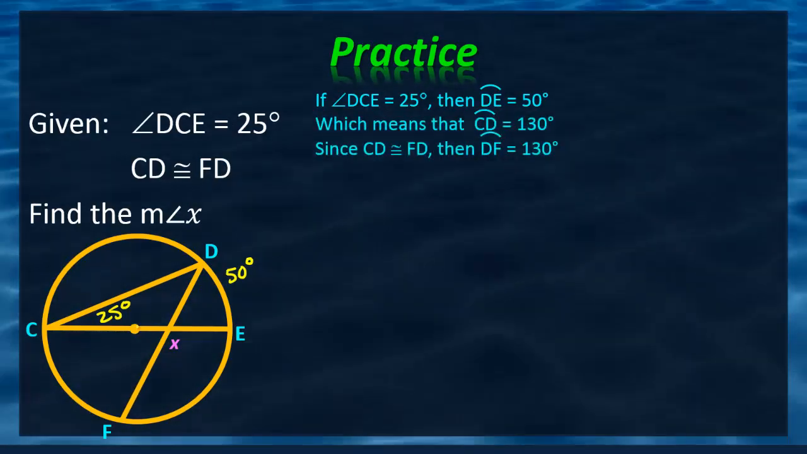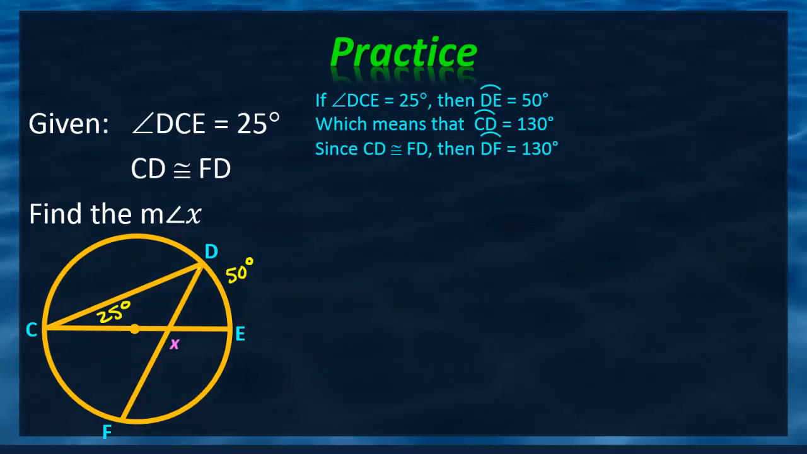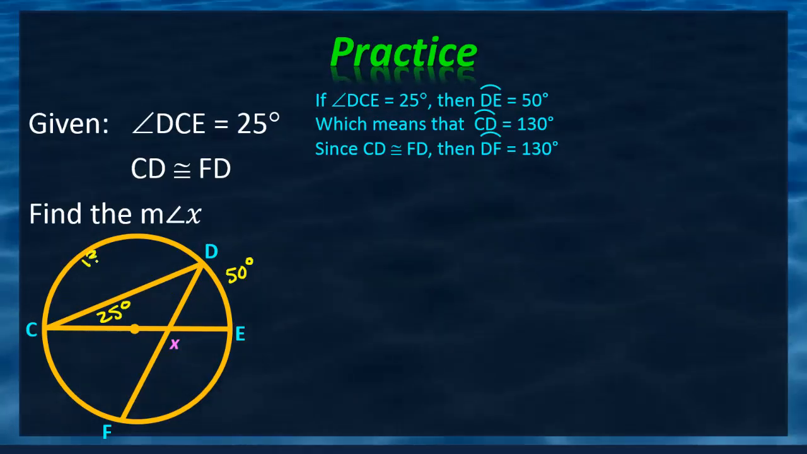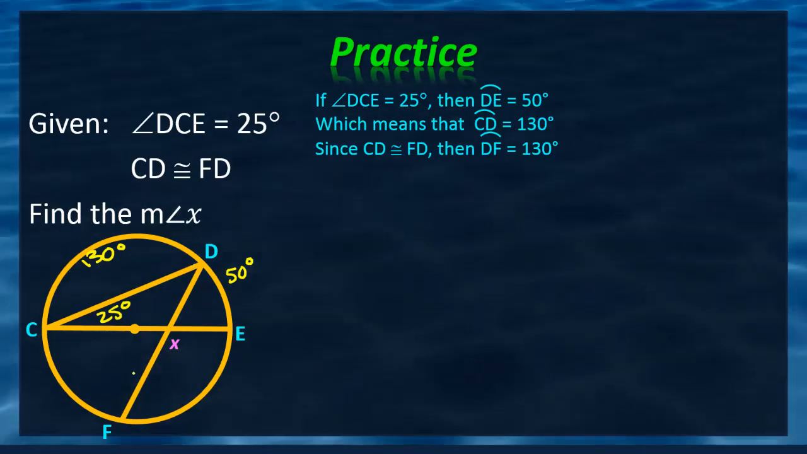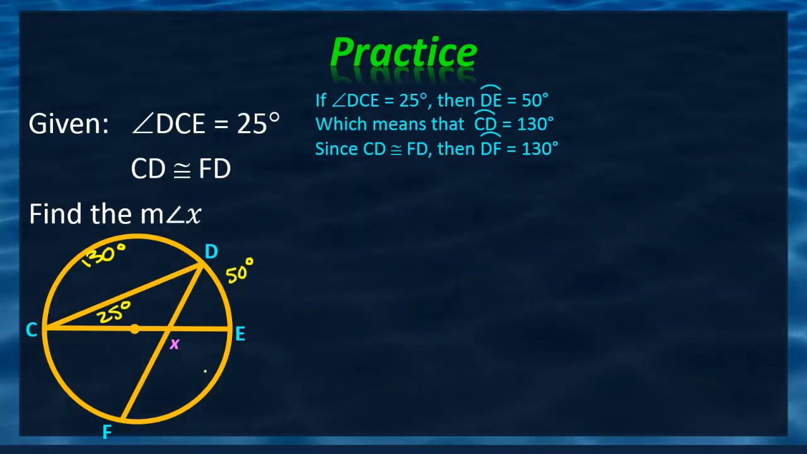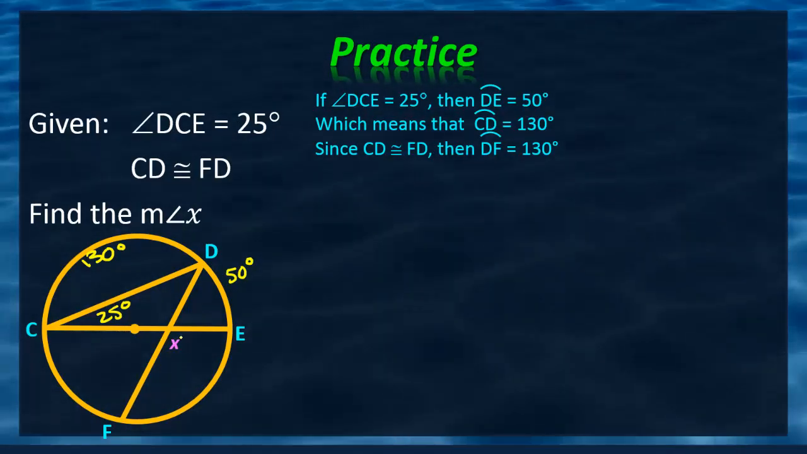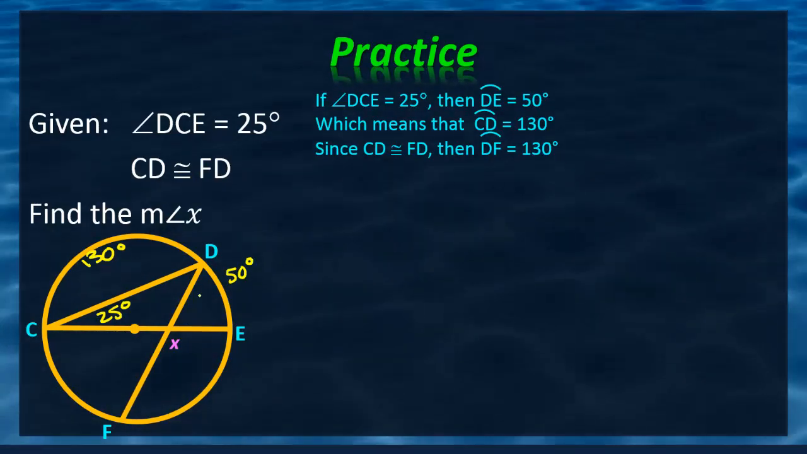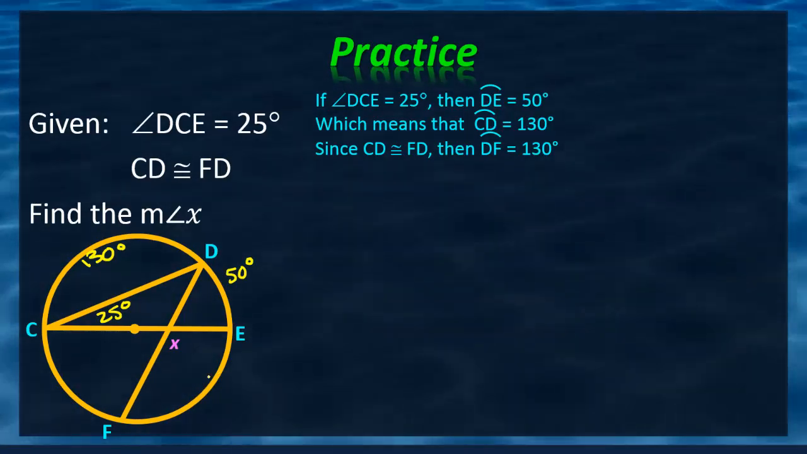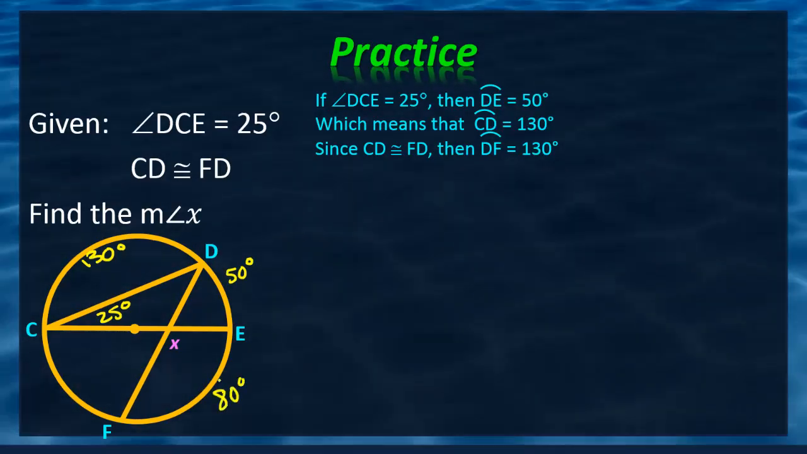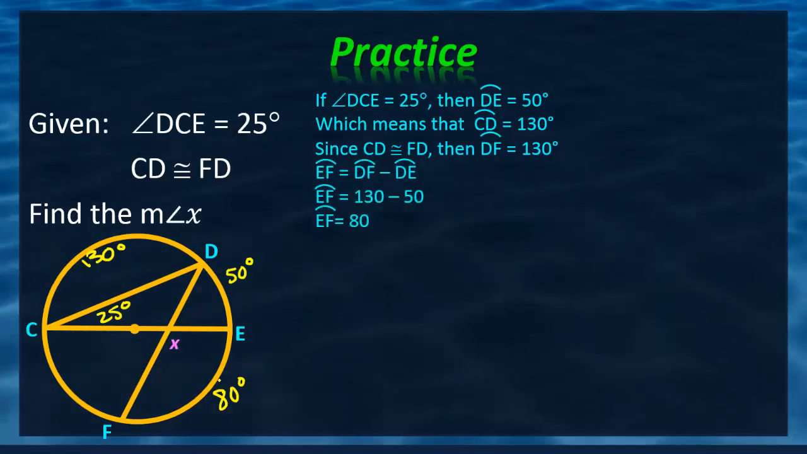Okay, and that means because this goes through the center of the circle, this is a semicircle. So that means that this whole thing has to be 180, and if this is 50, this has got to be 130. Okay, because it's got to equal 180. And since CD and DF are congruent, this arc is 130 as well. Okay, because remember about congruent chords and congruent arcs, thinking back a little bit. So if DF is 130, 130 minus 50 is 80. So we can say that that's going to be 80. Okay, as you can see by my steps there.